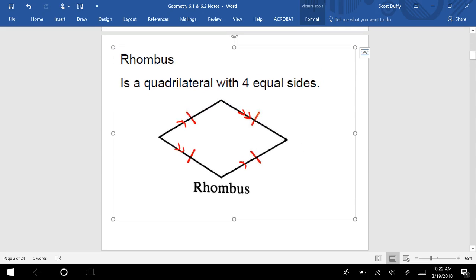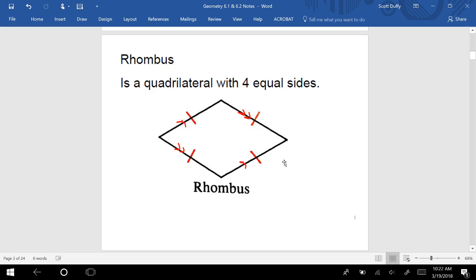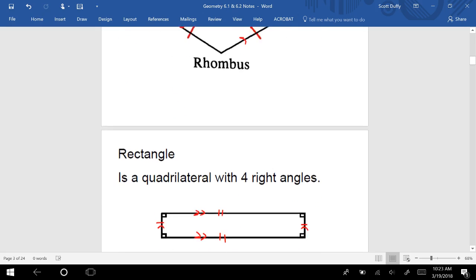A rhombus is a quadrilateral with 4 equal sides. Also, opposite sides will be parallel. A rhombus is a special type of parallelogram, but all 4 sides are congruent. You might think, doesn't that seem like it would be a square? Well, a square also needs 4 right angles, and we'll get to that.